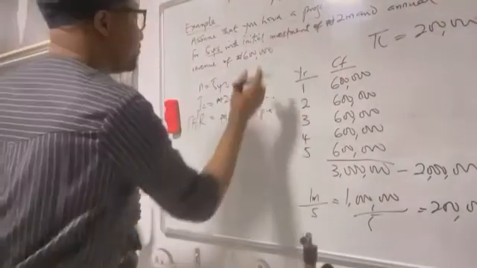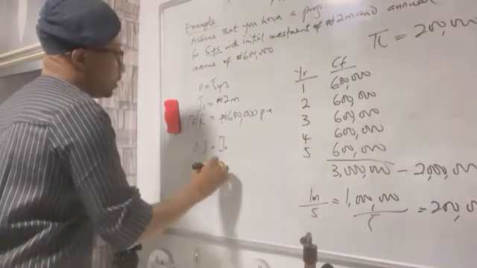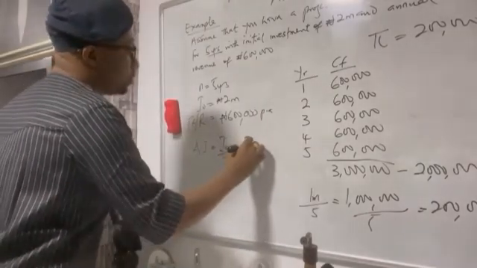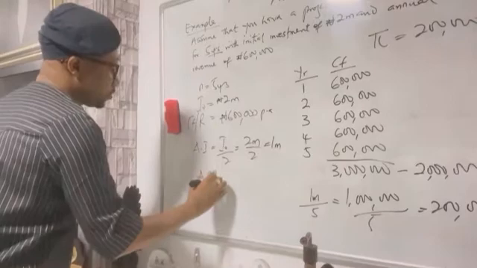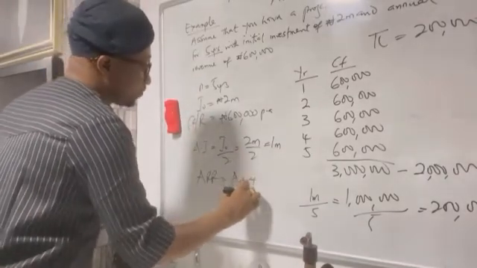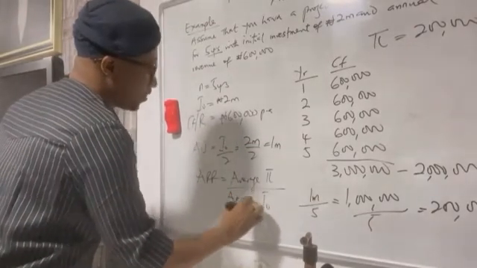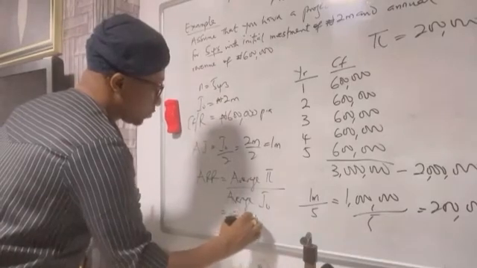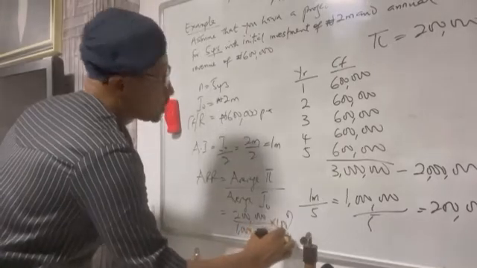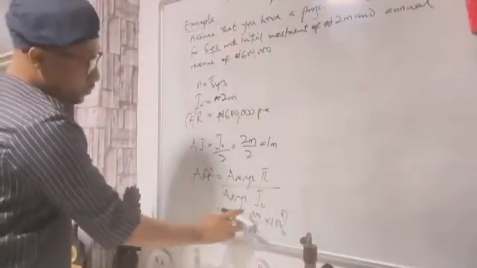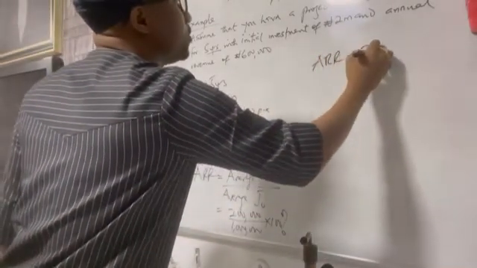And then average investment is the initial outlay divided by 2. That's 2 million divided by 2, that's 1 million. So the accounting or average rate of returns is average profit divided by average investment. That gives us 200,000 divided by 1 million times 100 to make it percentage. So the accounting rate of return will be 20%.